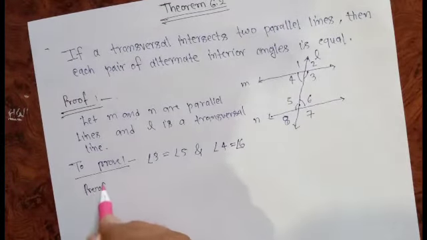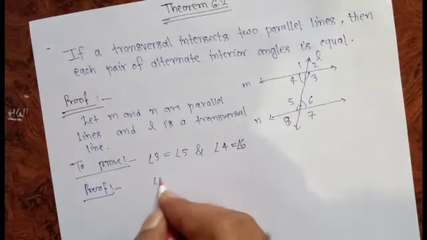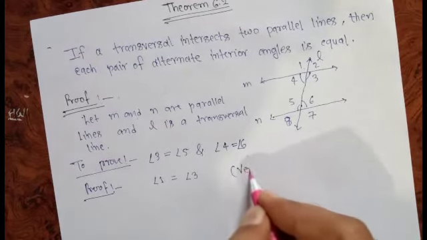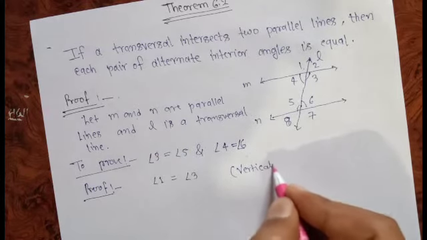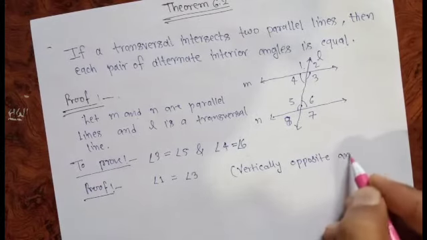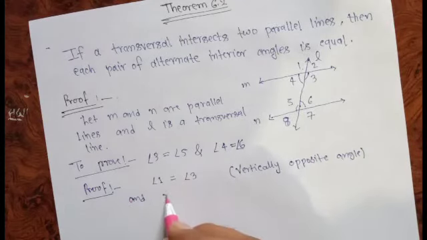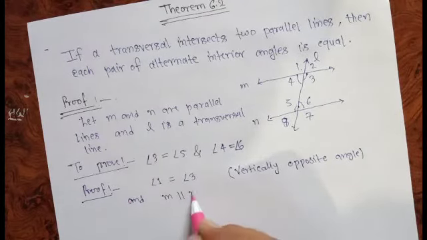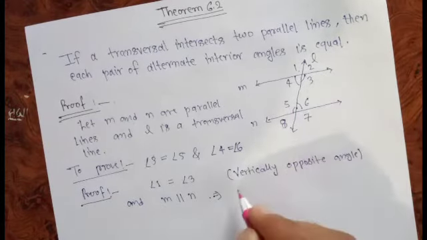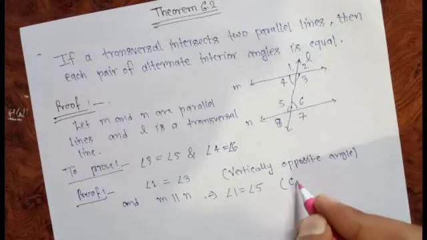Proof. Now we start to prove. Here angle 1 is equal to angle 3, vertically opposite angles. And M is parallel to N, so it gives angle 1 is equal to angle 5. This is a corresponding angle.